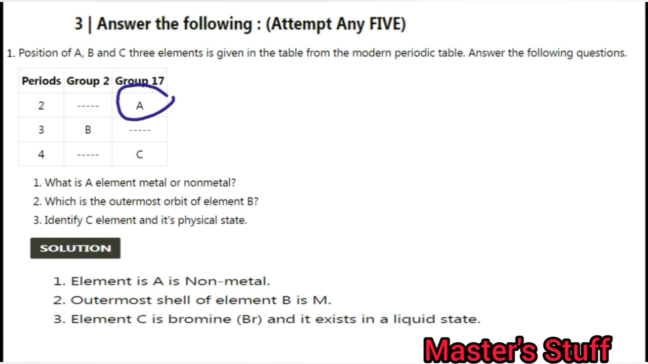Element A is a non-metal because group 17 is on the right side of the modern periodic table and right side elements are non-metals. Which is the outermost orbit of element B?